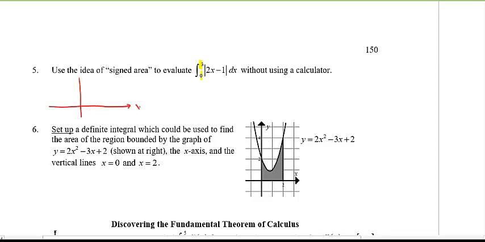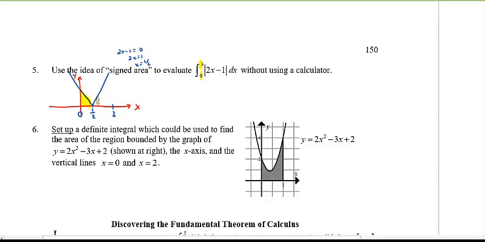If I were to actually draw a picture, hopefully you remember this is the V-shaped graph, and it touches right here at the point. Well, that's when y equals 0, so 2x minus 1 equals 0, 2x equals 1. Did you remember that x equals a half? And if I'm looking at signed area, I'm starting at the left limit of 0, and I'm going all the way to 3.